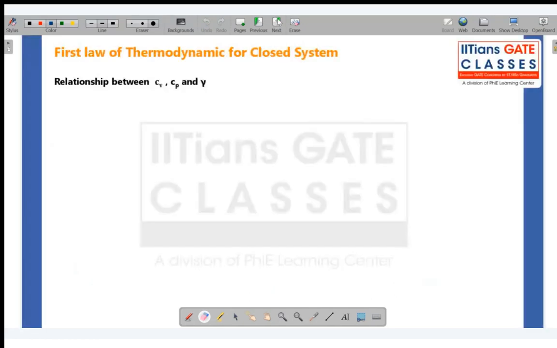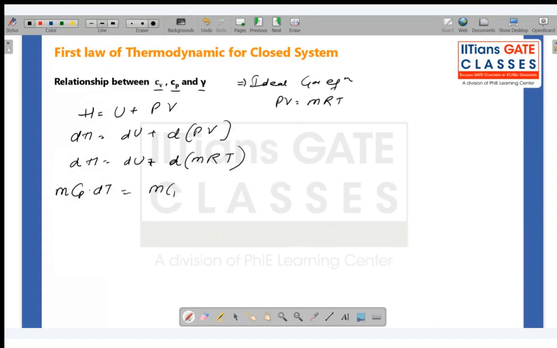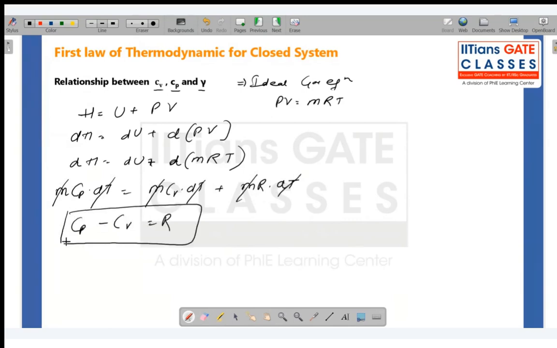Now, what is the relationship between Cp, Cv, and gamma? You see, H is equal to U plus PV. dH is equal to dU plus d(PV). The ideal gas equation is PV equals mRT. So I can write dH is equal to dU plus m R dT. Expanding, m Cp dT equals m Cv dT plus m R dT. I can cancel this, so Cp minus Cv is equal to R. This is the relationship between Cp and Cv.